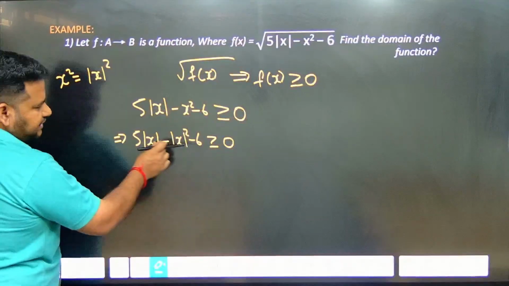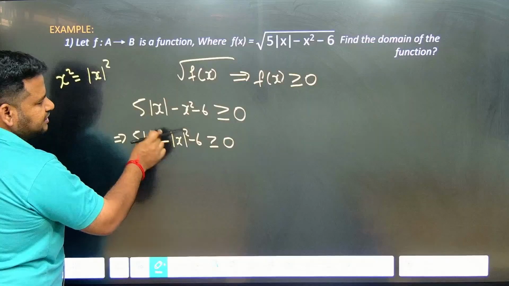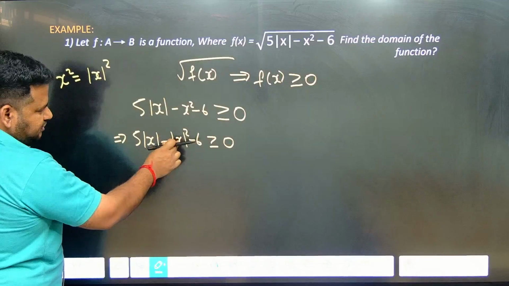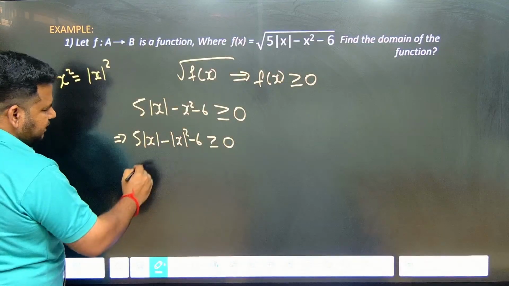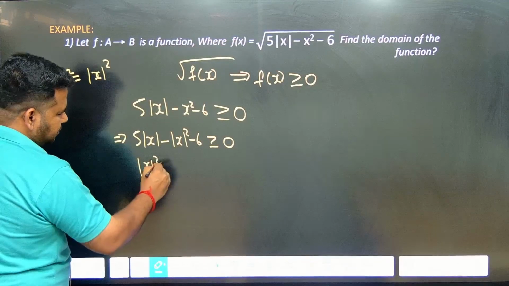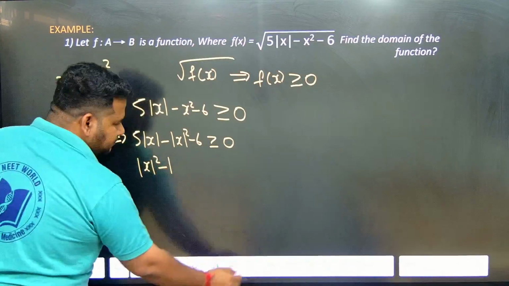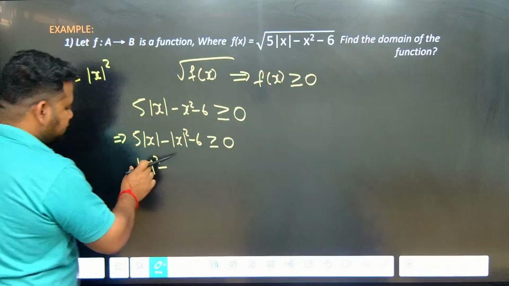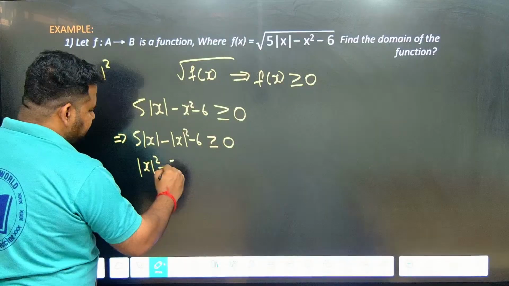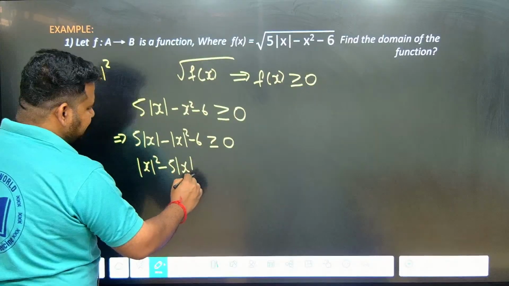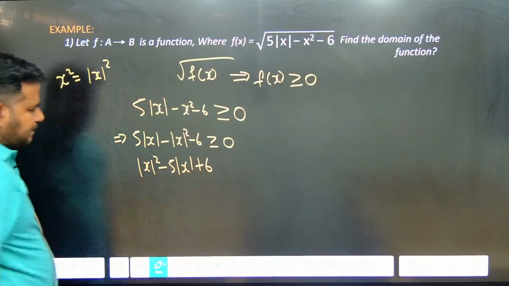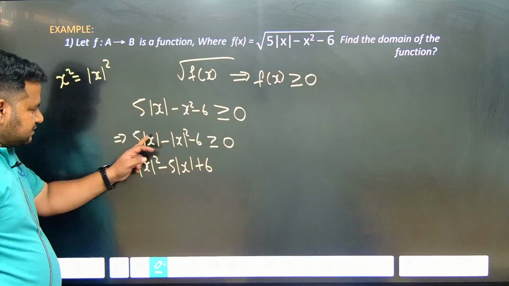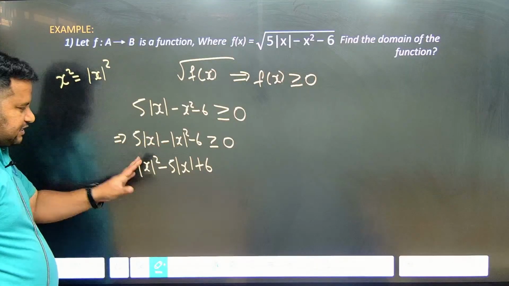Now this is x square, here I am having minus, I want to eliminate this minus. For this quadratic equation, I have to eliminate this minus. So I will multiply throughout the equation with minus. This will become mod x square minus 5 times mod x plus 6. On multiplying with minus, this will become minus, this will become plus, and this will become plus. Okay, that is what I got.